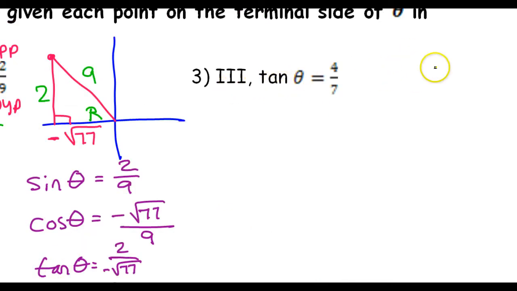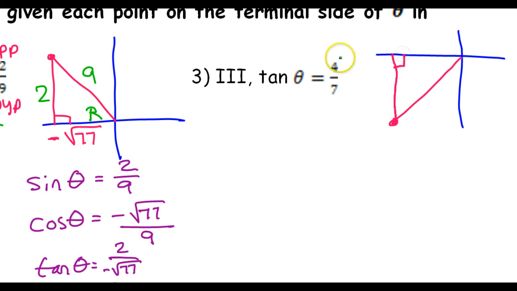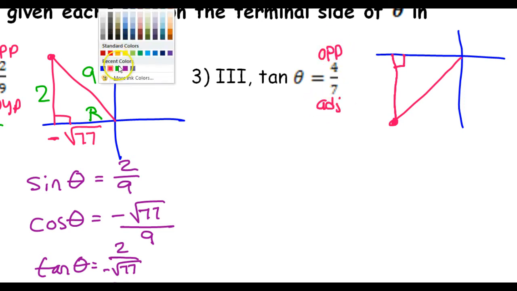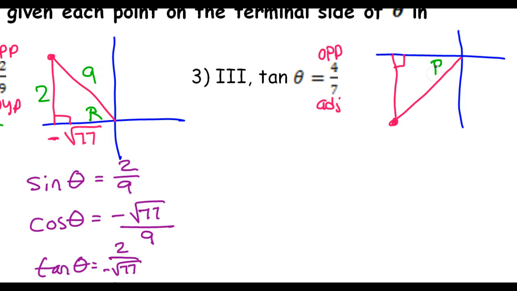This one's going to be in the third quadrant, so let us draw our picture. Okay, so here we are in the third quadrant. Make a triangle. Remember that tangent is opposite over adjacent. So from the perspective of this reference angle, if 4 is opposite, then it's going to go here. If 7 is adjacent, then it's going to go here. So I need to find the hypotenuse.